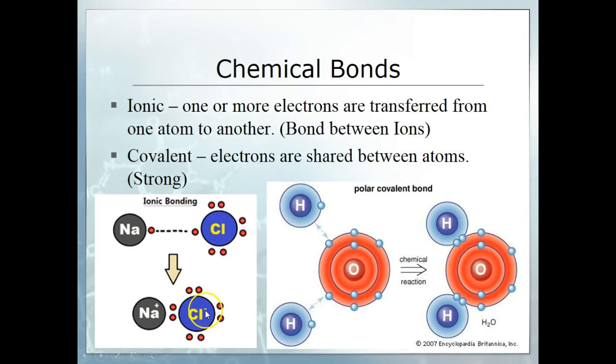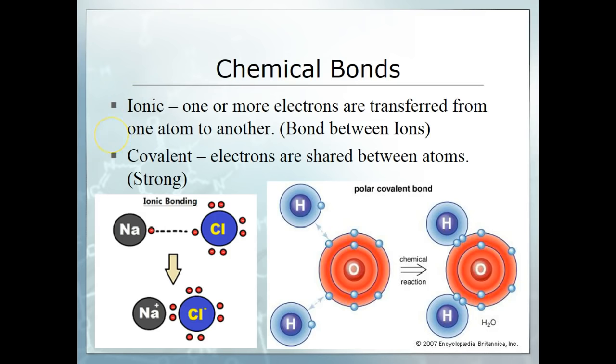Okay, and so sodium will give an electron to chlorine. Chlorine becomes negative because it received an electron. Sodium becomes positive because it got rid of an electron, and because there is a positive and negative charge, they bond together, kind of like magnets. Okay, a covalent bond is a much stronger bond. An ionic bond is much weaker. Ionic bond is a transfer of electrons.